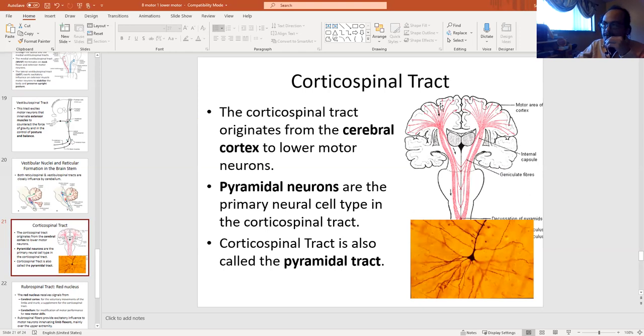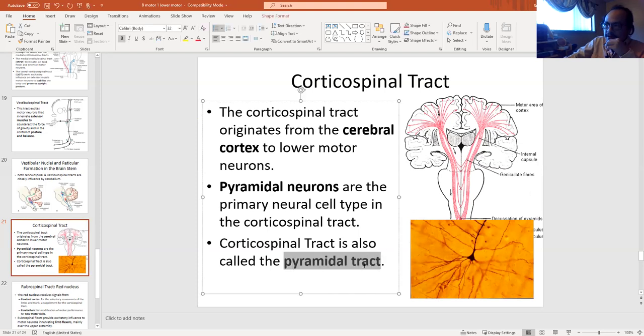This one is a signal from the cortex sent out into the spinal cord. This tract is also called the pyramidal tract because their neurons are called pyramidal neurons, pyramidal like the shape of a pyramid. And this one is located in the cerebral cortex. So this tract is also called the pyramidal tract.